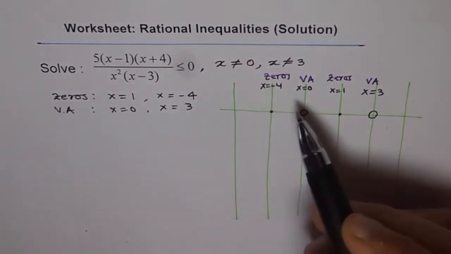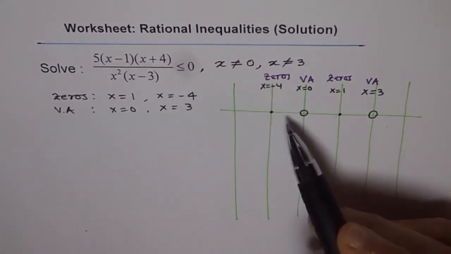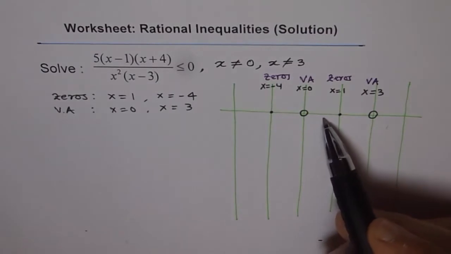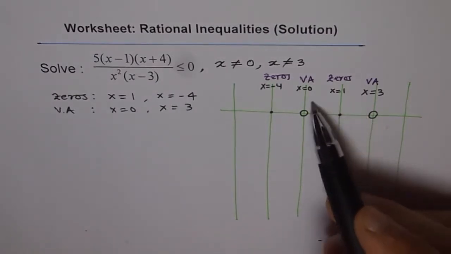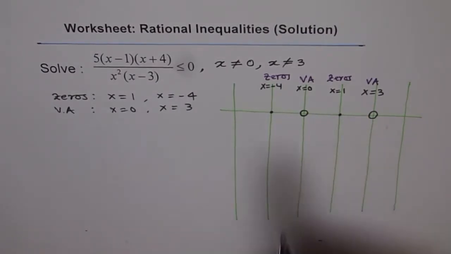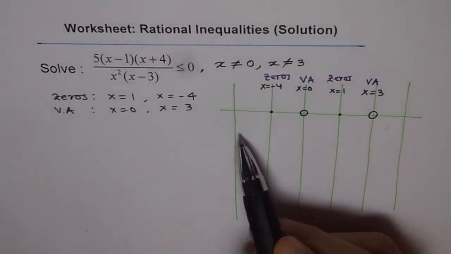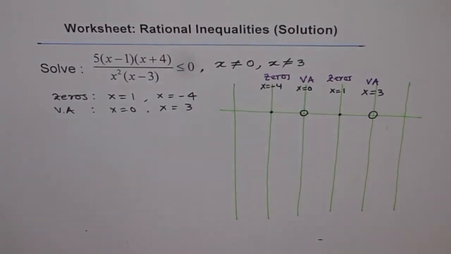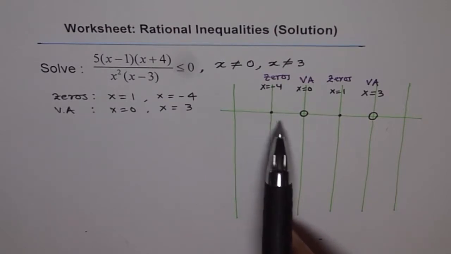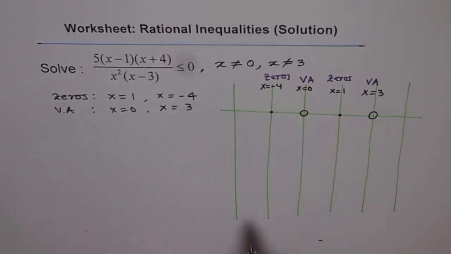Now at zeros, the graph is going to cross the x-axis at the x-intercept. When it crosses, it may change from negative to positive or from positive to negative, right? That's why we are checking these regions. Vertical asymptotes are discontinuities, so the graph has to start all over again. It may be going positive, but it can start from negative. That is the reason why we are checking our plane, which is divided by these zeros and vertical asymptotes, correct?